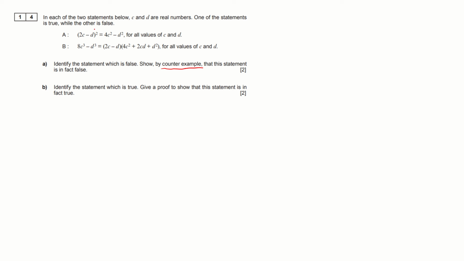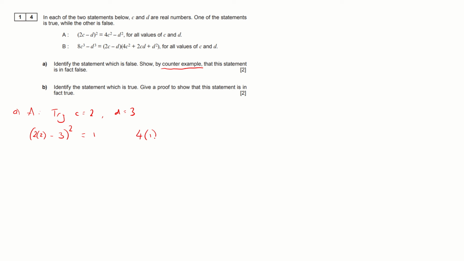Now, I know in my head that this one is the false one, statement A, but I need to think of some examples. So for statement A, I'm going to try, let's say, c equals 2, d equals 3. This should prove that it is wrong. I'm going to prove that when I put in 2 and 3 there, it's not going to give me the same answer as 2 and 3 there. Therefore, I would have proven that statement A is actually wrong. So if I put them in, I get 2 times 2 minus 3, all squared. And I can tell you right now that that comes out to be 1.